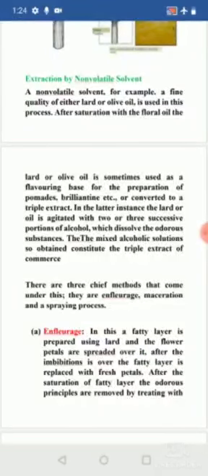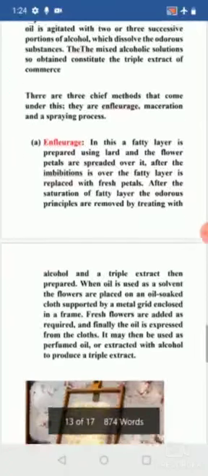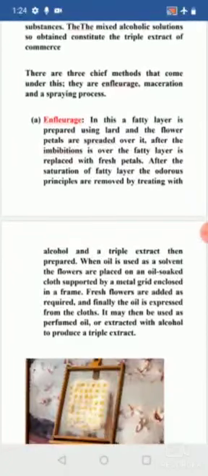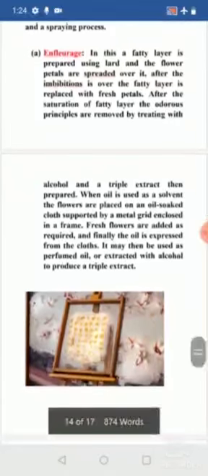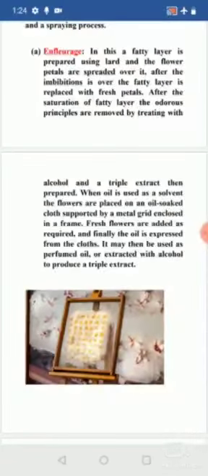Coming to this method, generally it includes three techniques, that is the enfleurage, the maceration and the spraying process. In the enfleurage, you are going to take a fatty layer, that is by using the lard, and on that you are going to keep the flowers, or the flower petals. You are going to spread them and keep it over for a certain time.